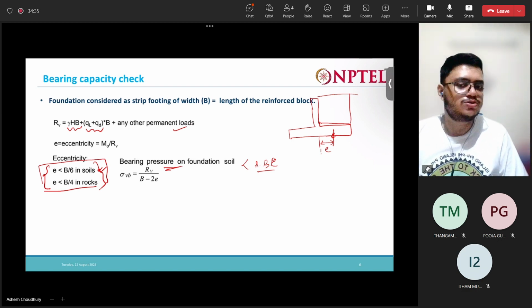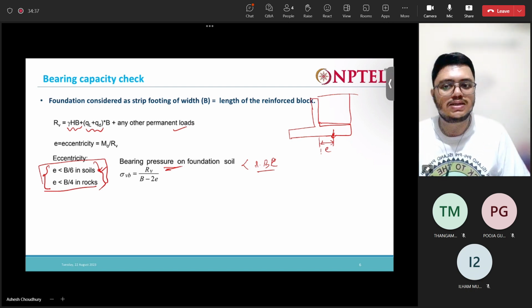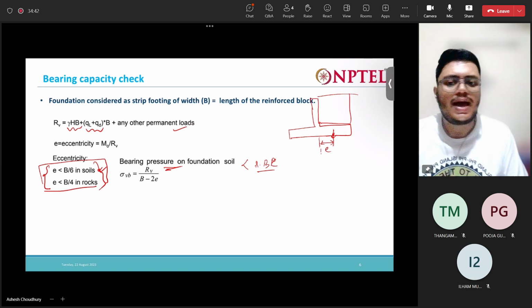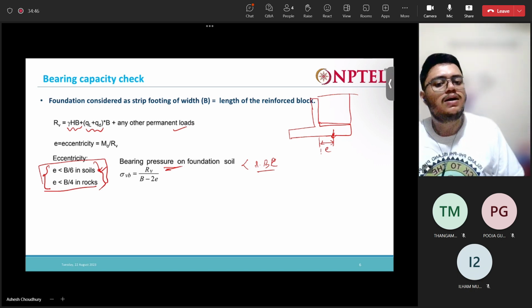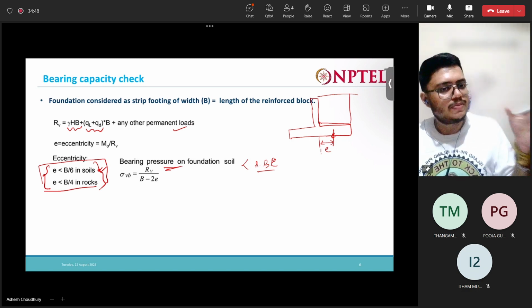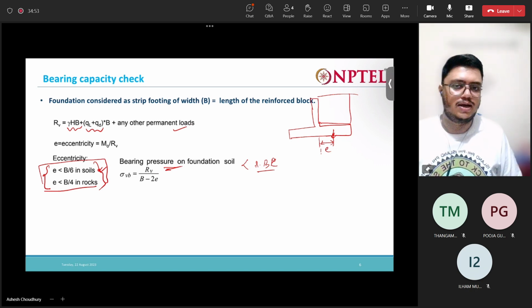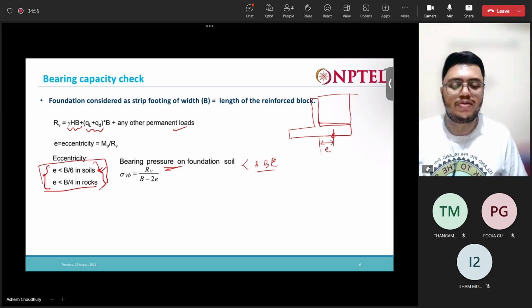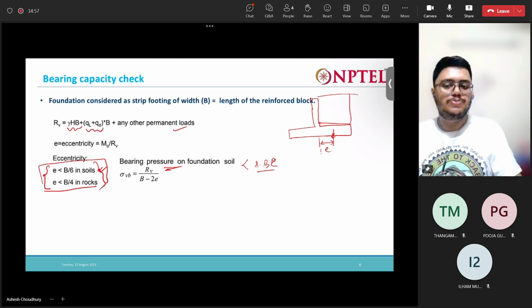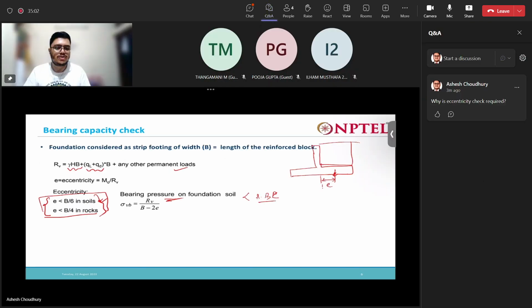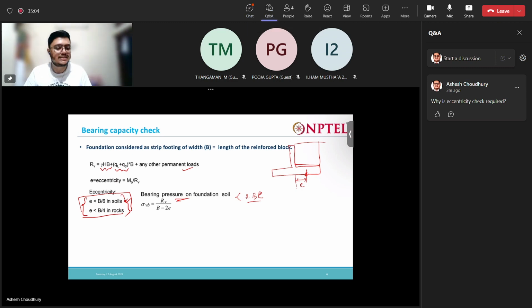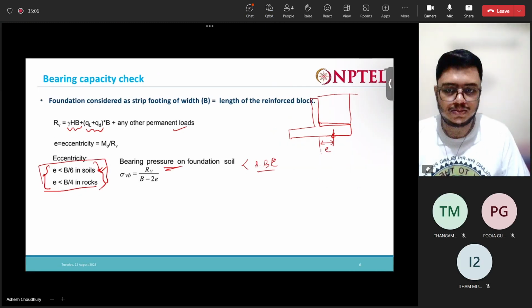So first we determine the net ultimate bearing capacity, and then we calculate the pressure that comes from the permissible settlement. So the lesser of these two we take as the allowable bearing capacity. And this bearing pressure that comes on the foundation should be lesser than the allowable bearing capacity. Okay.